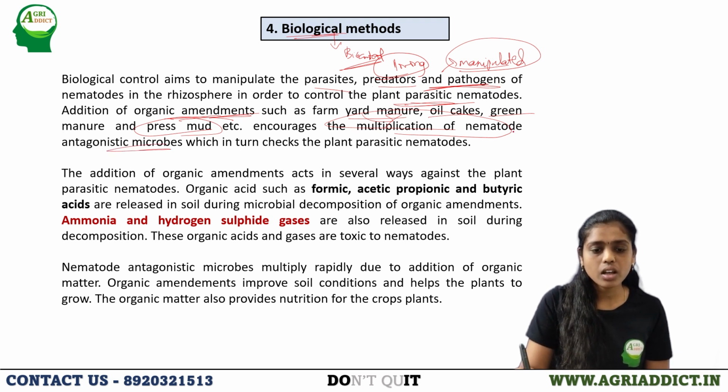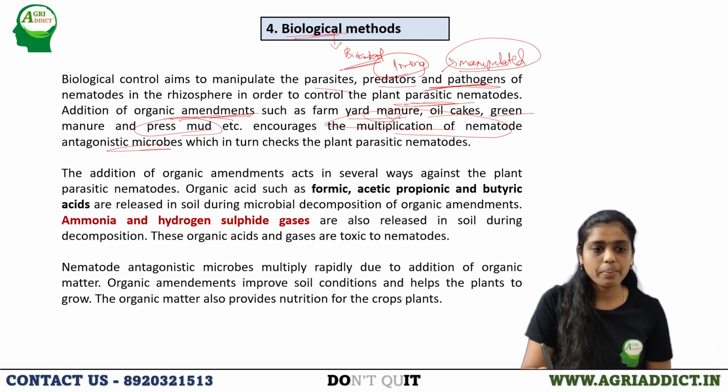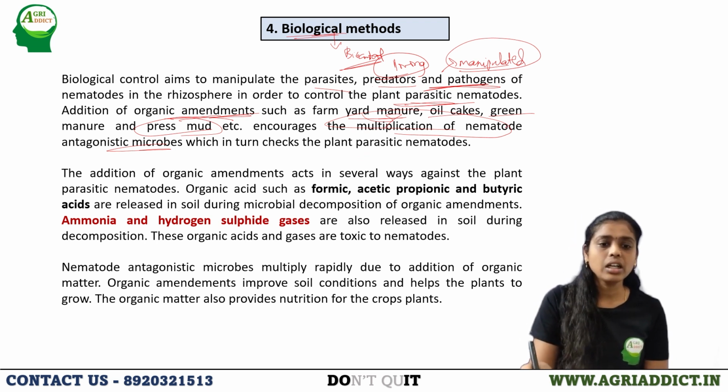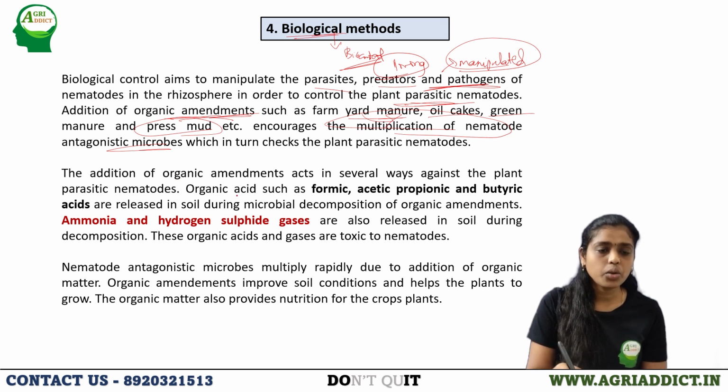That is, the organisms which are against the nematode or which control the nematodes will be increased due to the addition of amendments like farmyard manure or cakes like castor cake or groundnut cake. Such an increase will be there because of the great multiplication that happens in antagonistic microbes. And in other cases also it may help, due to organisms which are present in the soil.